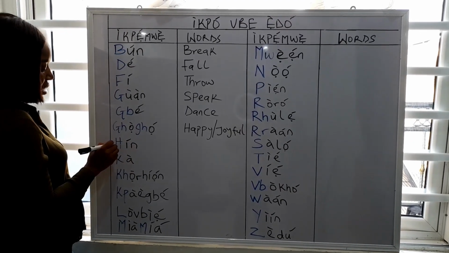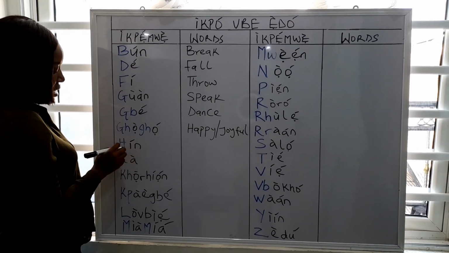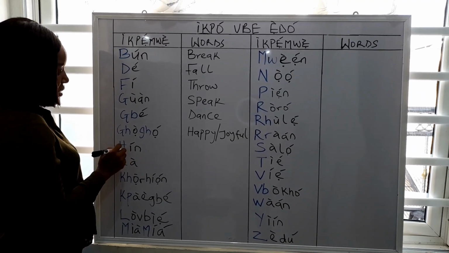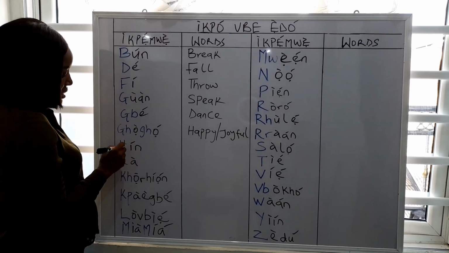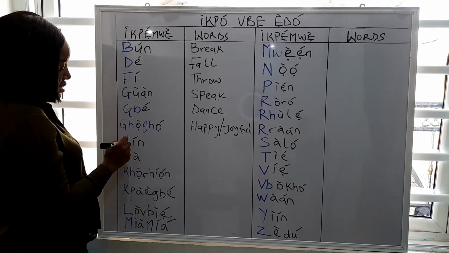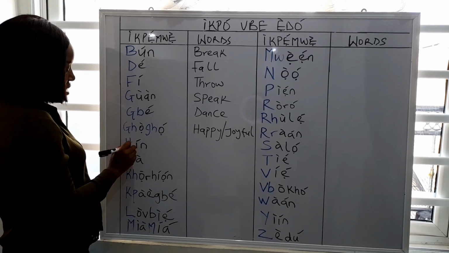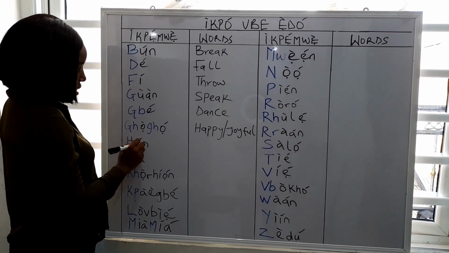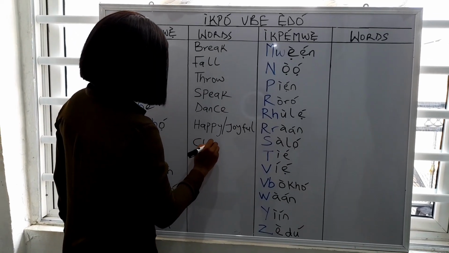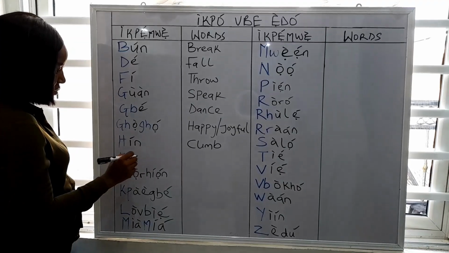Now the next is H. In English, some people consider this as a mid consonant, that is, in between a consonant and a vowel. In Ẹdo, it's actually a consonant. We have H. H is to climb. To climb. For those of us that like to climb trees, climb.